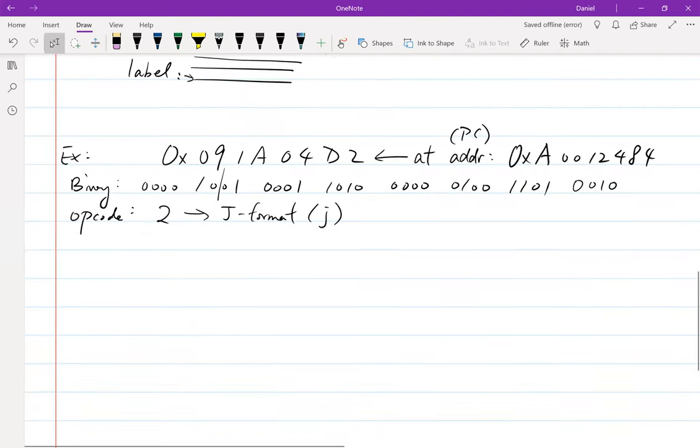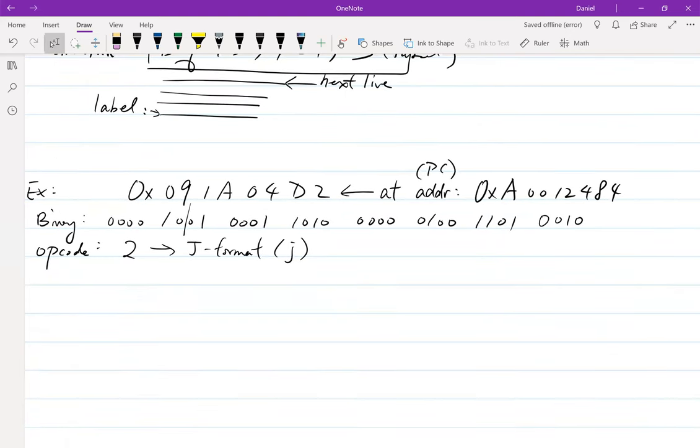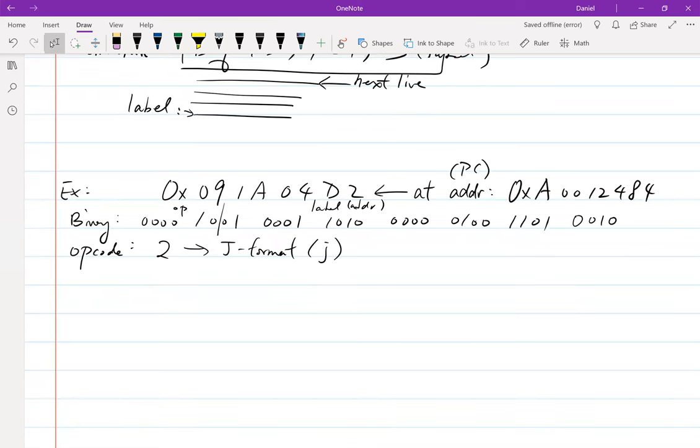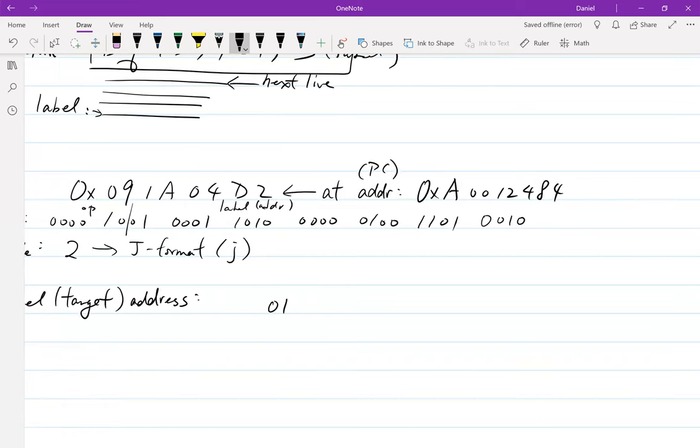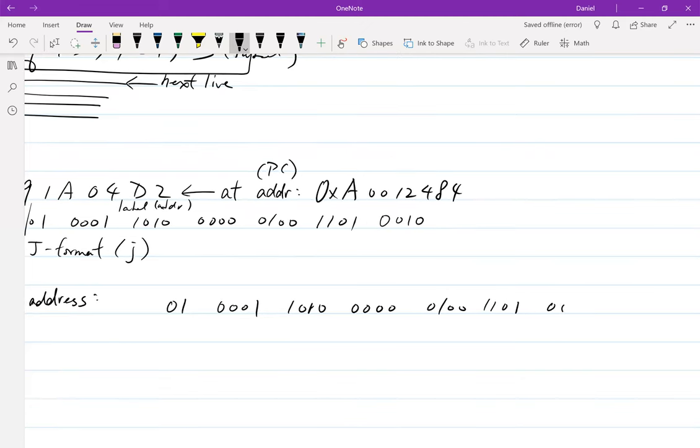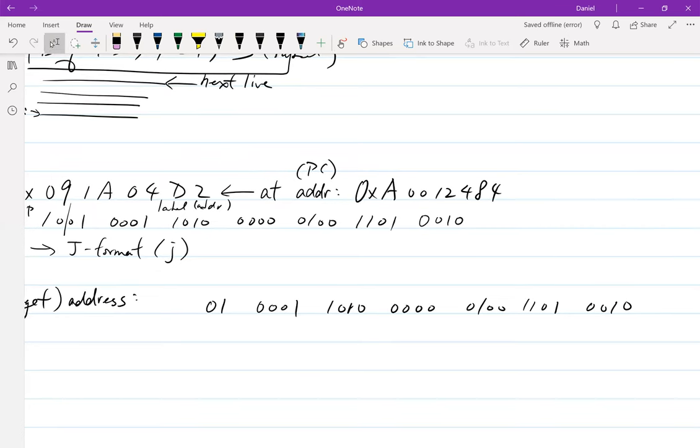Okay, so now let's break it down. Since this is a J format, there are only two fields, right? You have your opcode and your label, or the address that you want to jump to. Now let's construct your label address, or what we call the target address. So what do we have? I have 01 0001 1010 0000 0100 and then 1101 and then 0010. So this is the 26 bits that we have.